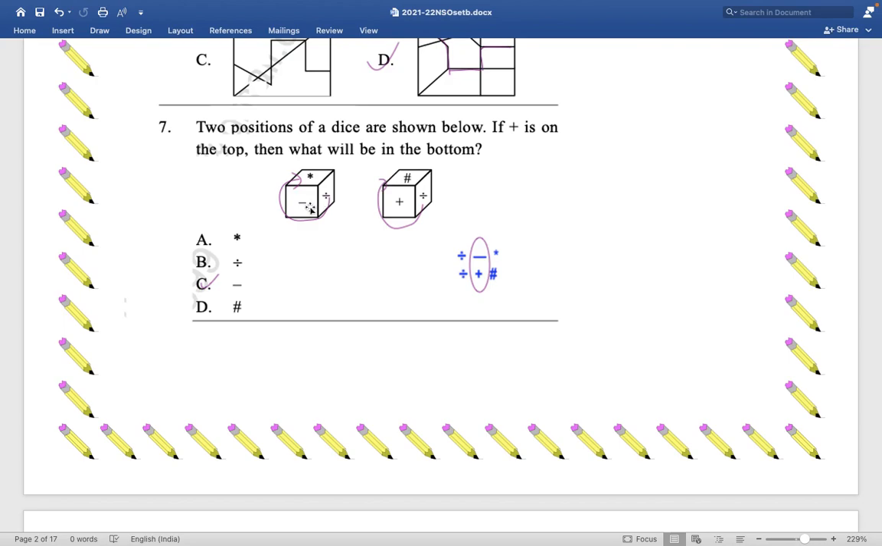Two similar symbols on both the positions of the dice. From here we see the cube clockwise. So division symbol, subtraction symbol and asterisk. And similarly we do it to the other dice. Here we get it as this. So minus and plus symbol are both opposites. So C is the answer.